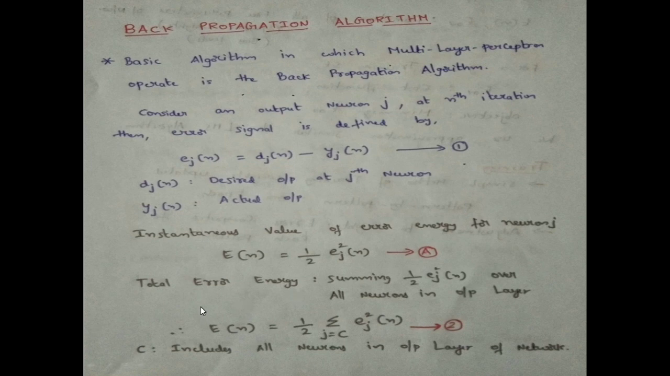Then what will be the total error energy? It is nothing but summing this 1/2 e_j(n) squared over all the neurons in the output layer. So the total error energy E(n) will be 1/2 sigma e_j squared(n), where j belongs to the set C. Here C includes all the neurons in the output layer of the network. Let us assume that this is our equation 2.